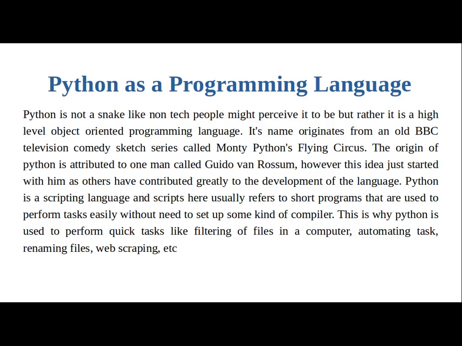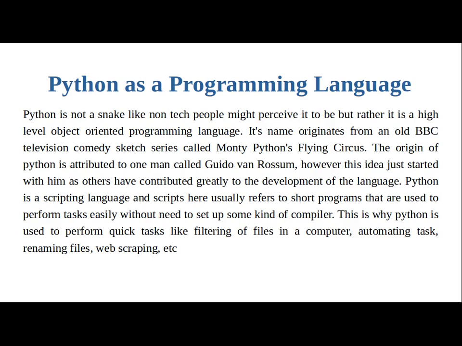So Python is easy. It is used in filtering of files in a computer. This is why it is called a scripting language. Python is also a scripting language. JavaScript is also a scripting language. You understand? These are programming languages that can be used to perform short programs, like automating tasks, renaming files, web scraping. Python is good in that.